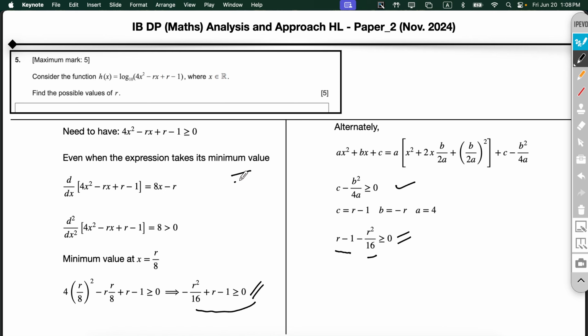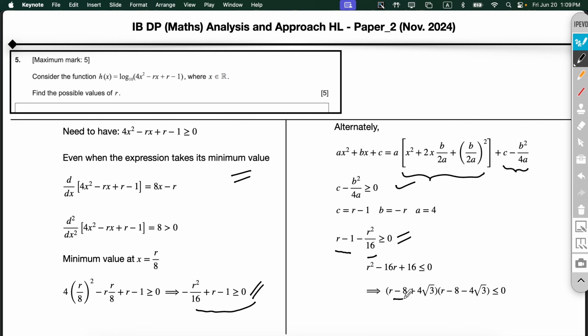So either using calculus, we can find the minimum and force it to be greater than or equal to zero, like on the left-hand side. And on the right panel, since this is a quadratic polynomial, we can make a perfect square, and whatever is left other than that, we can enforce to be greater than or equal to zero. So both give the same condition on r. And so if we find the critical values for r, we get 8 minus 4 root 3 and 8 plus 4 root 3, the two roots of this polynomial.